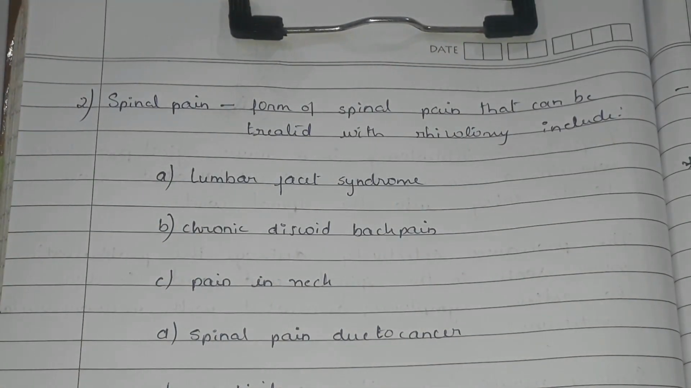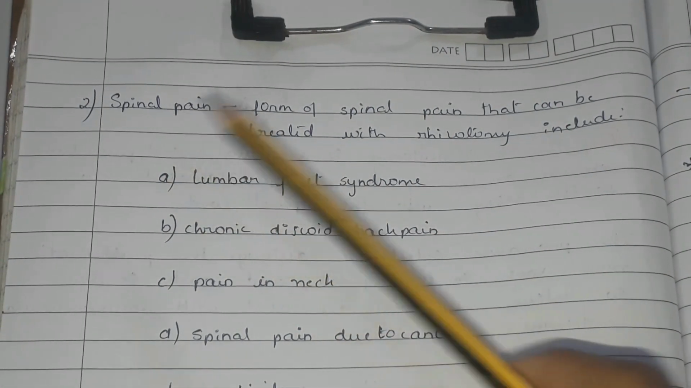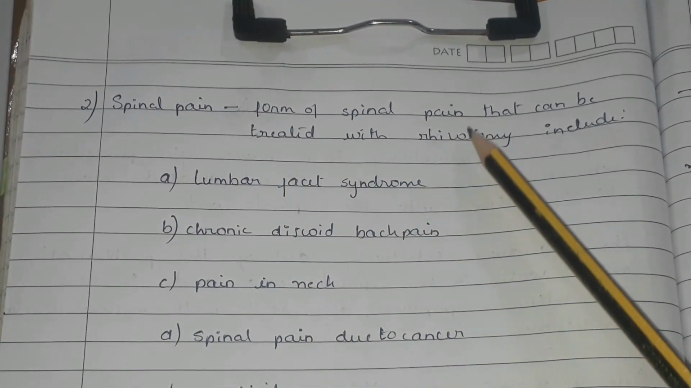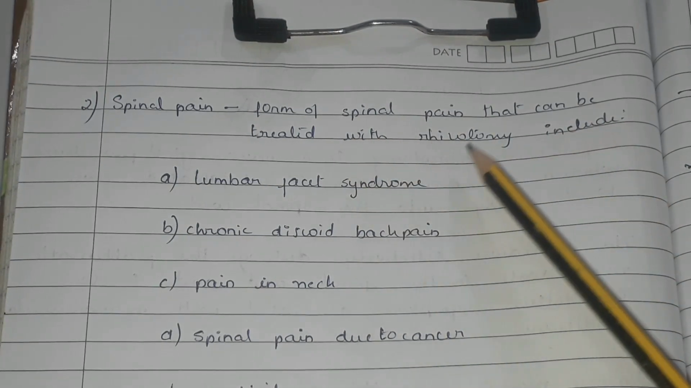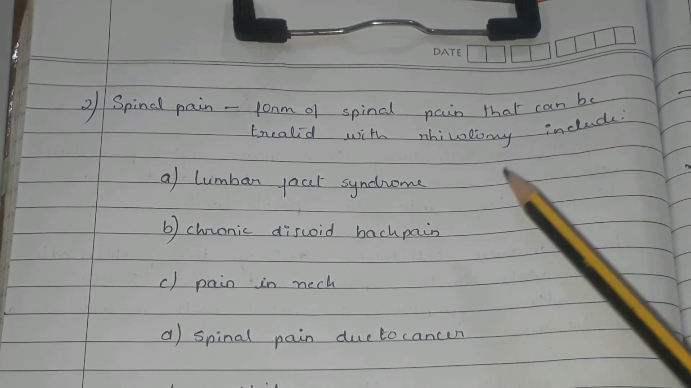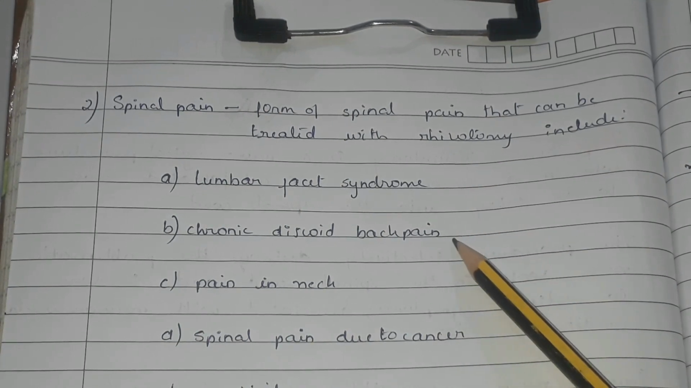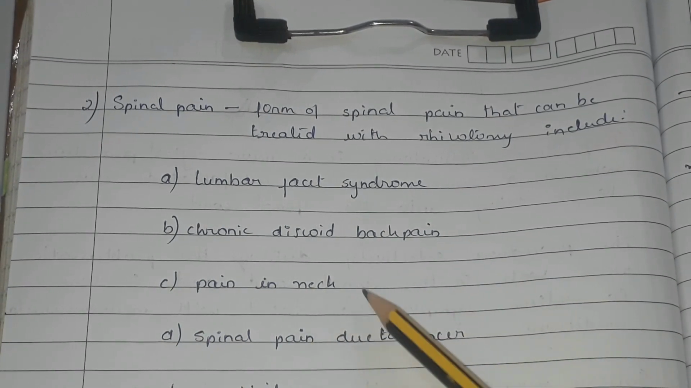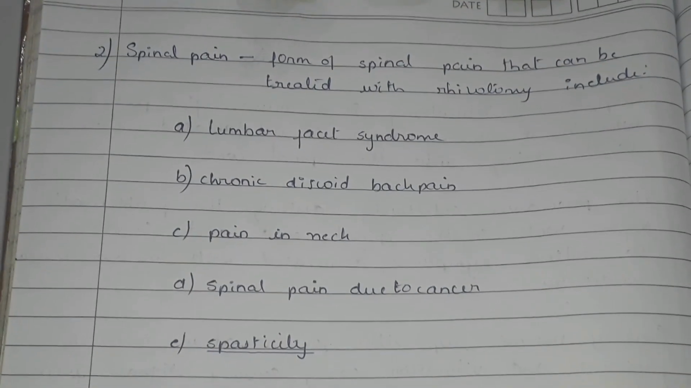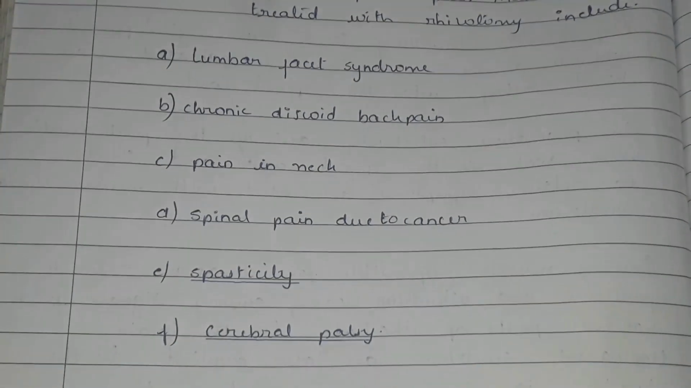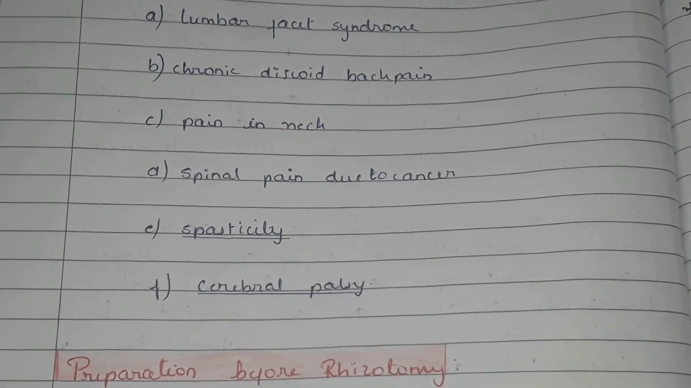Other indications of rhizotomy are spinal pain. A form of spinal pain that can be treated with rhizotomy includes lumbar facet syndrome, chronic discoid back pain, pain in the neck, and spinal pain due to cancer. Next we have spasticity, cerebral palsy.